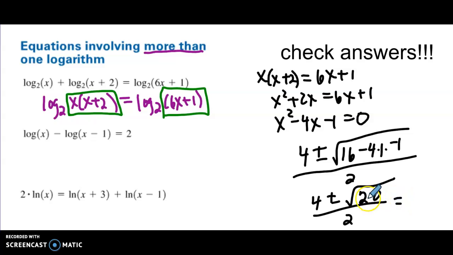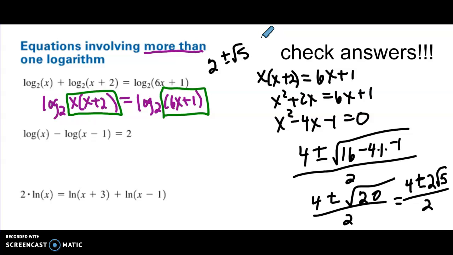20 is 4 times 5. I can take the square root of 4, so I'll bring that. The square root of 4 is 2. And I can take 2 out of each of those, so my answers are 2 plus or minus the square root of 5.